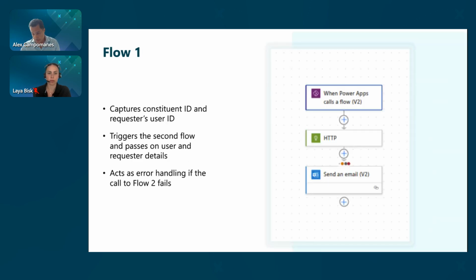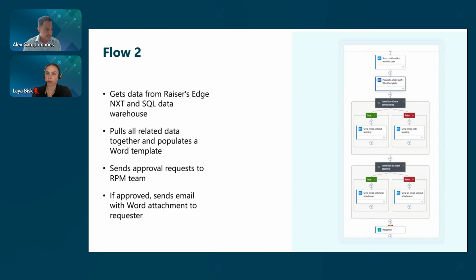Next slide. Okay, so this is flow one. Flow one is the Power Automate flow that gets triggered when you select a constituent profile. What it does is call flow two, and if there's an error, it sends an email to RPM. Otherwise, that's really all it does: calls flow two.